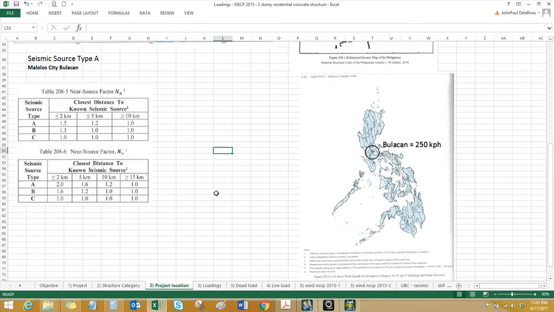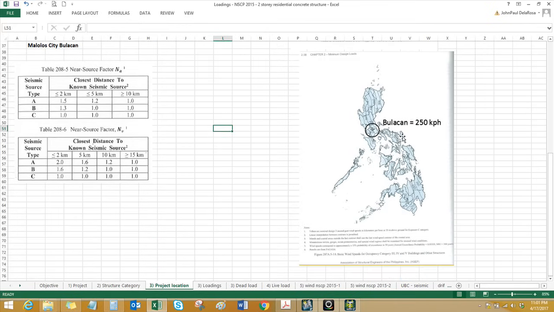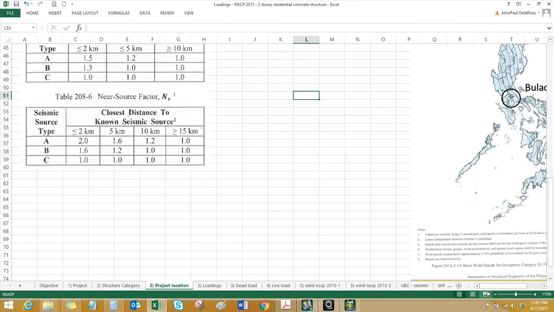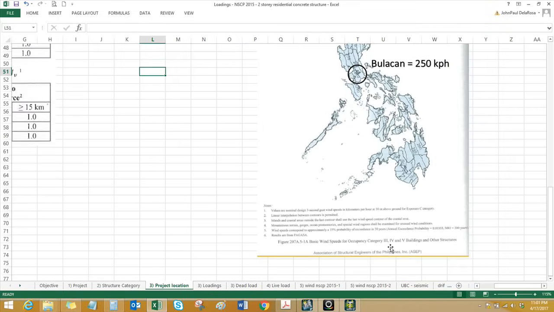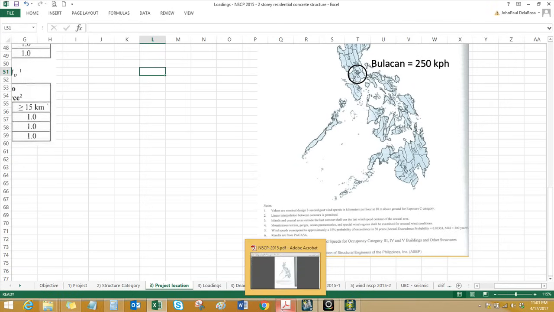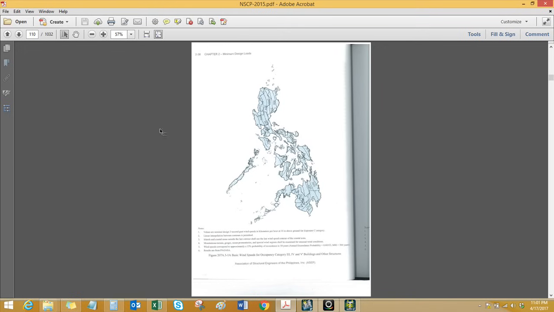Then, yung wind speed natin, sa Bulacan is around 250 kph. Ayun. And baka malito kayo dito, no? I-check nyo yung nasa ilalim. Category 3, 4, 5. Okay? May tatlong wind maps kasi doon sa NSCP. Okay? May iba-ibang wind velocity values yon.